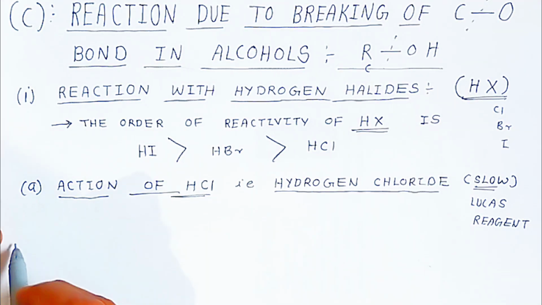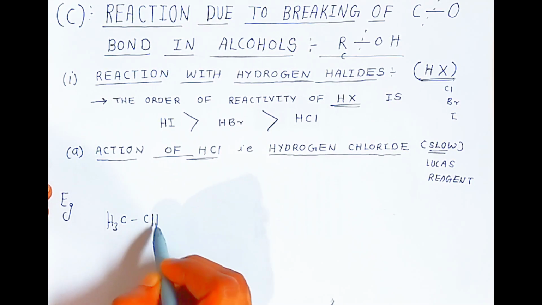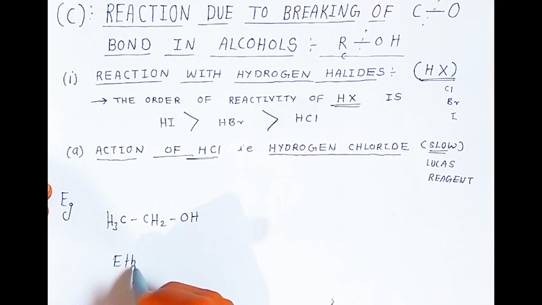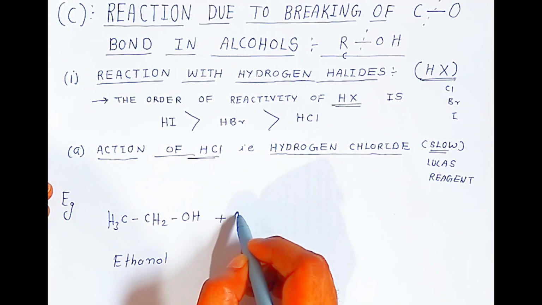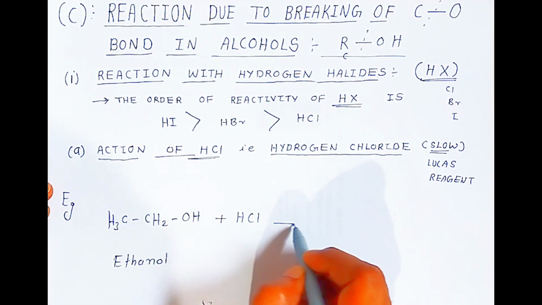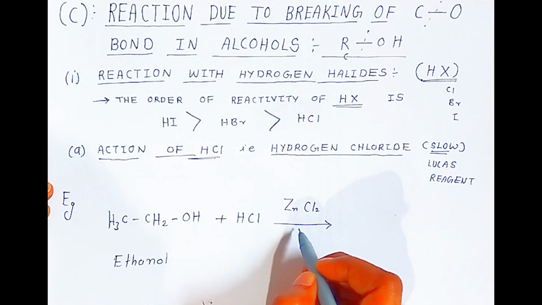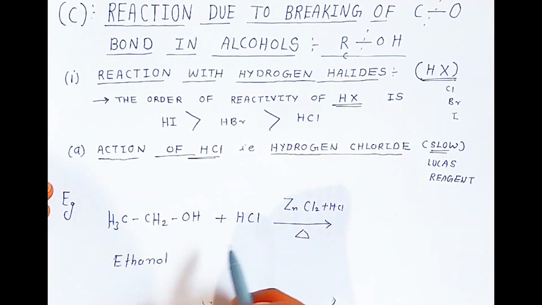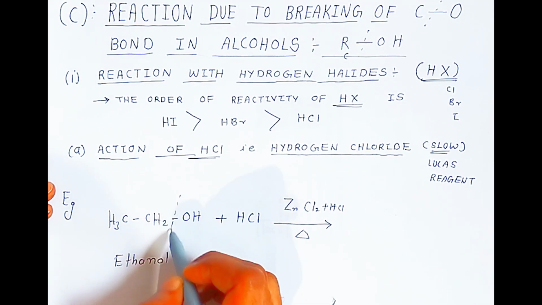Here, students, I have taken a simple example: a simple alcohol, ethyl alcohol, which in common name we call ethanol. This ethanol reacts with HCl, the action of HCl, in the presence of a reagent like anhydrous zinc chloride plus HCl, and you have to heat it. Then these two reagents will react. Now here the bond between carbon and oxygen will break.